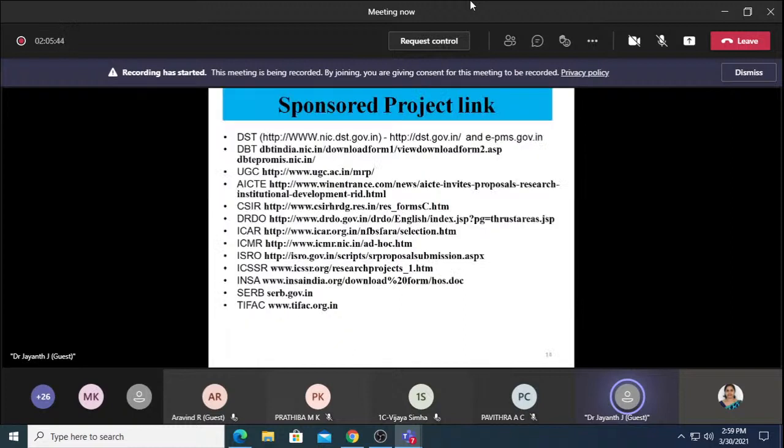For sponsored projects, here we have some links for DST. One is dst.gov.in. Another one is EPMS, that is Electronic Proposal Management System. Next, as ma'am told in the morning, there are DBT, UGC, AICTE, CSIR, TIFAC, SERB, INSA, ICCR, if you have any proposals related to some specific area. For example, if I need only medical related funding, I can go for ICMR funding.